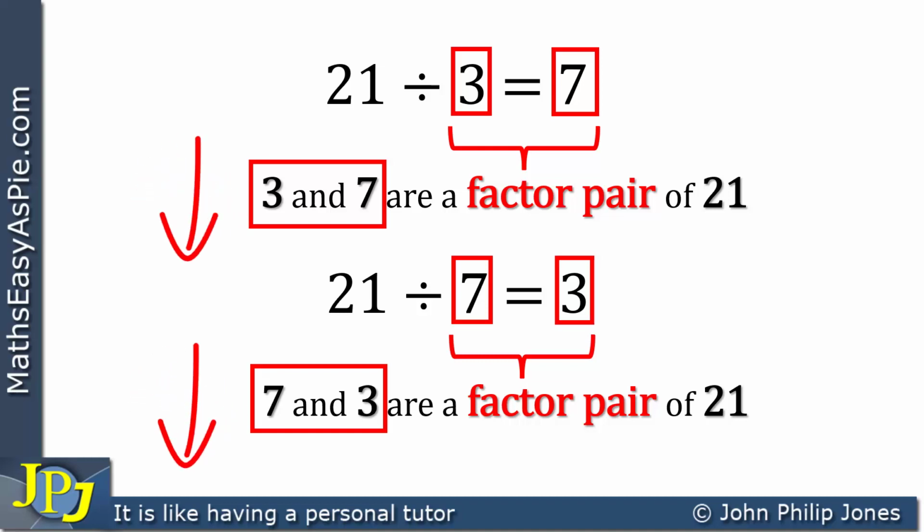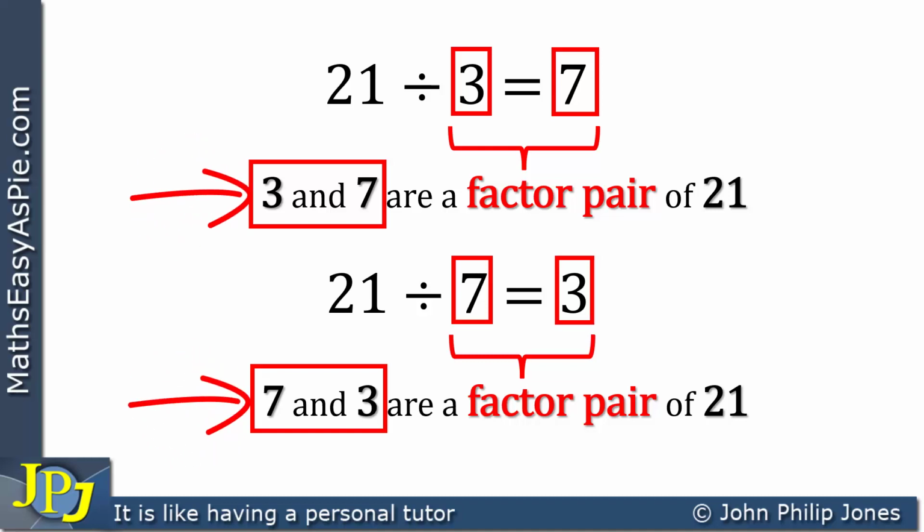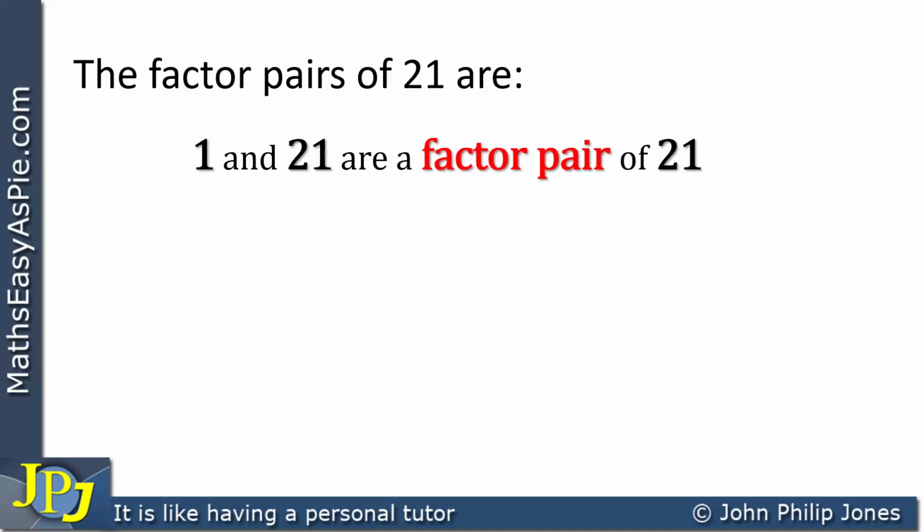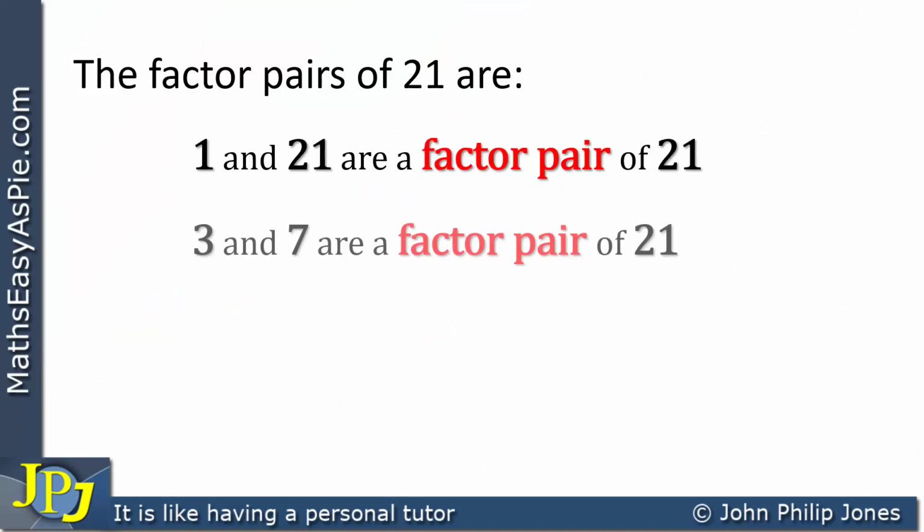I can use the fact that these two are the same factor pair to decide not to do any more division by any other numbers, because I found all the factor pairs now. Consequently, we can say the factor pairs of 21 are 1 and 21, and 3 and 7. There are no others.